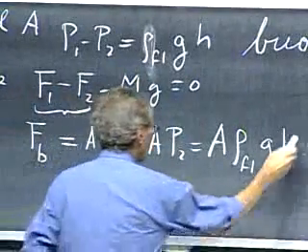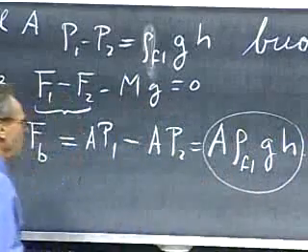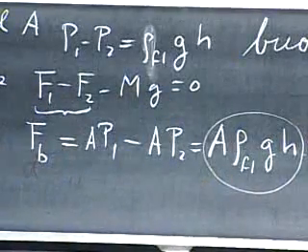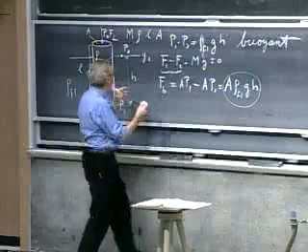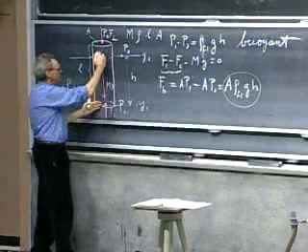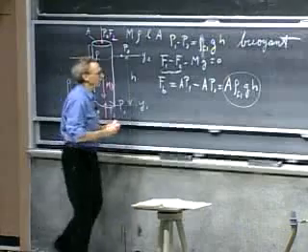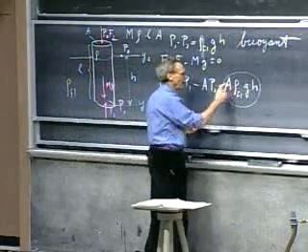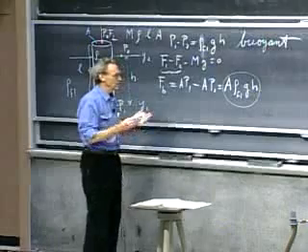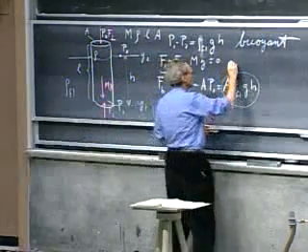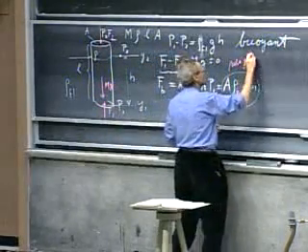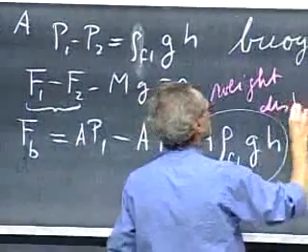And when you look at this, this is exactly the weight of the displaced fluid. The area times H is the volume of the fluid, which is displaced by this cylinder, and you multiply it by its density, that gives it mass, multiplied by g, that gives it weight. So this is the weight of the displaced fluid.